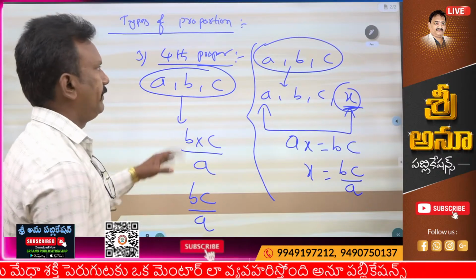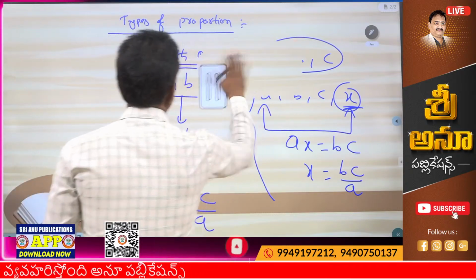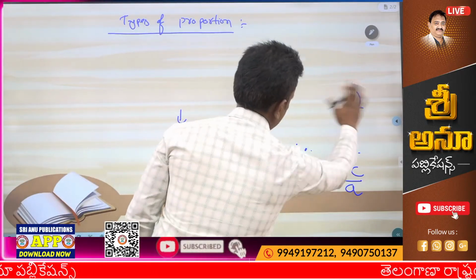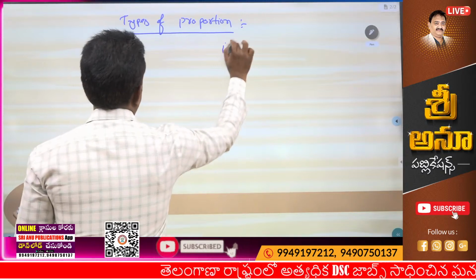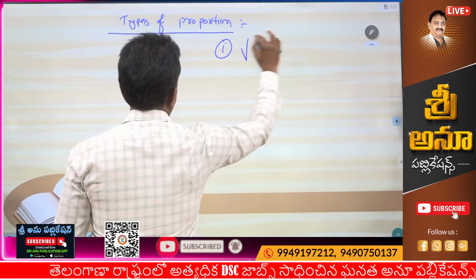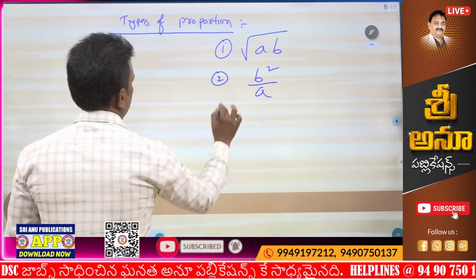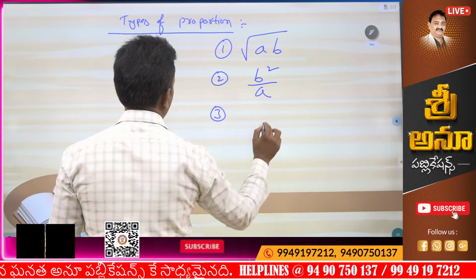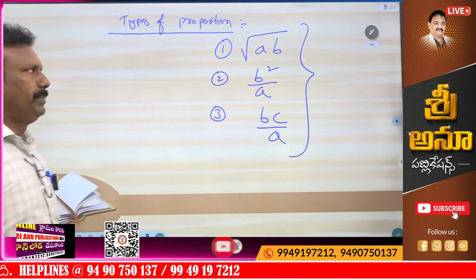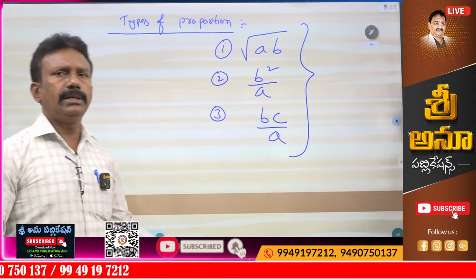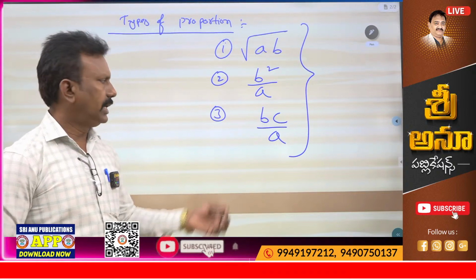So let us check the formulas once again. These are the complete explanations; just write only the final steps. The first one, mean proportion of A, B is defined as root AB, and the second, third proportion of A, B is defined as B square by A, and the fourth proportion of A, B, C is defined as BC by A. So these are the three types of proportions: mean, third, fourth proportion. Remember that root AB, B square by A and BC by A.